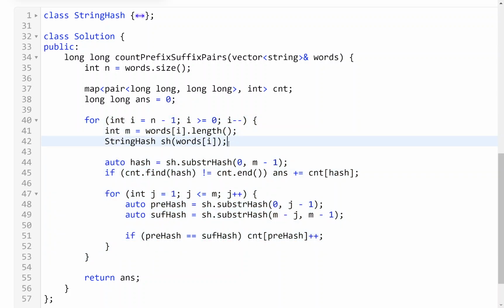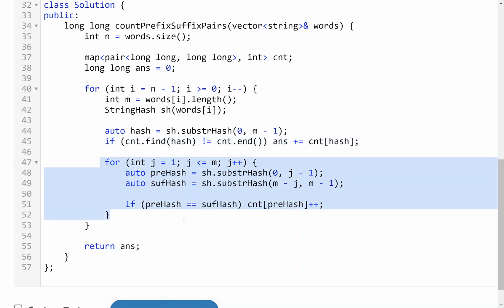For every string, I'm finding the string hash. With the help of the string hash object I've created, I'm finding the hash value for the complete string. And then, in case this hash value is present inside the map which I've created, then please increment the answer by all those times this hash would have come up from any of the strings on the RHS. For all of those strings, this current string can form a pair. It is something which we discussed in the logic. So you just have to increment your answer that many times.